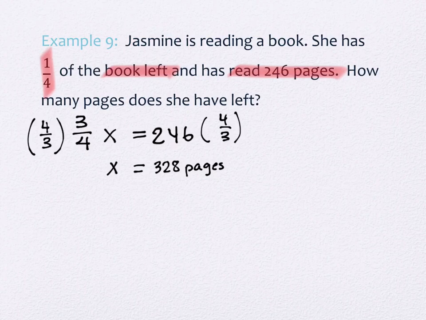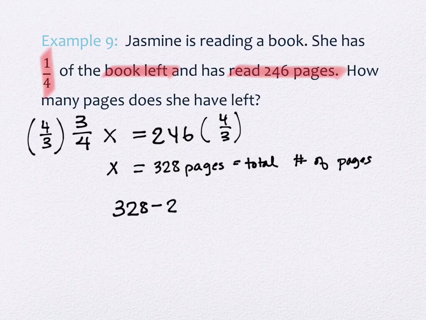So what did she actually find? Well, this is actually the total number of pages, right? So what would we do to find the number of pages she has left? Well, we'd subtract 328 minus the 246 that she's already read, and she will have 82 pages left to read.